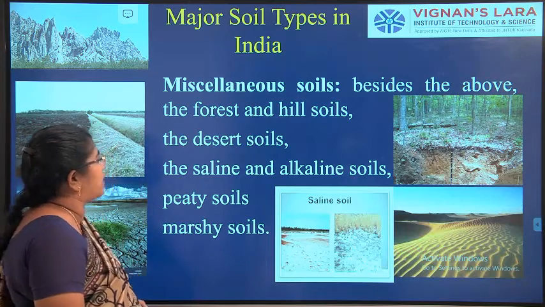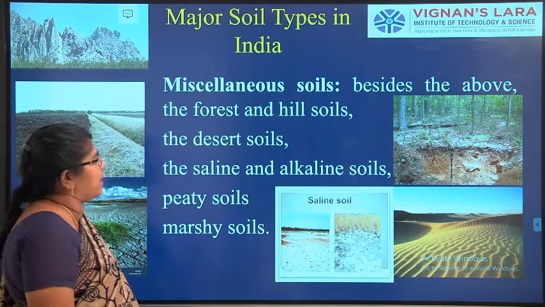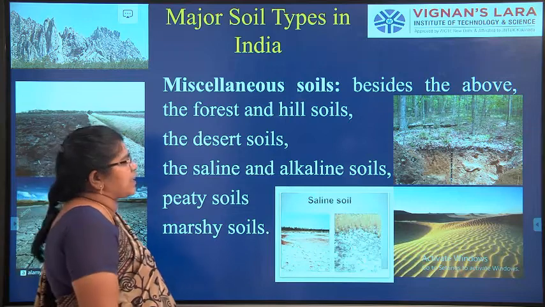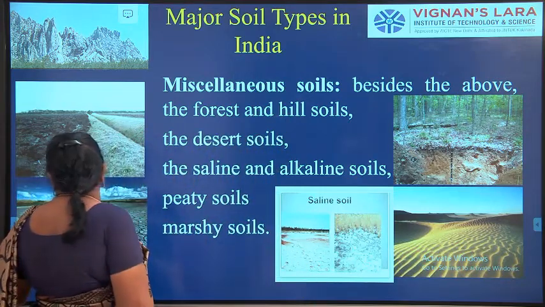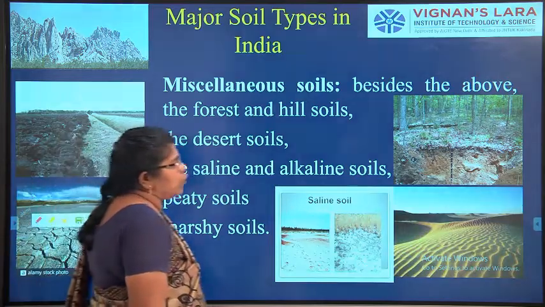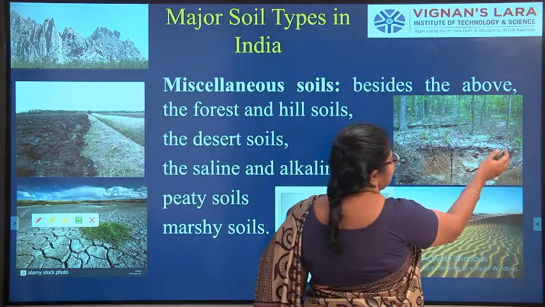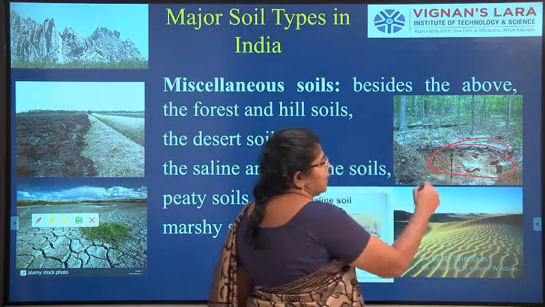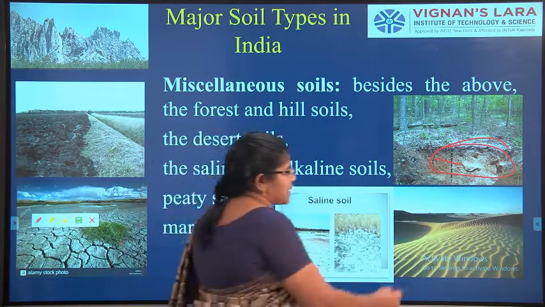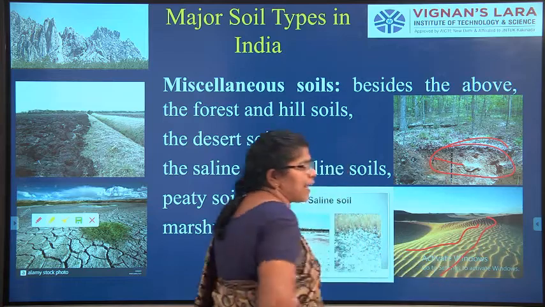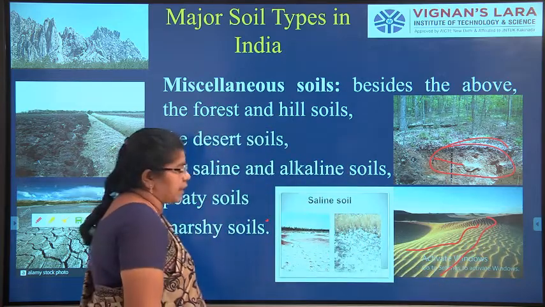That map is there, and we will see some miscellaneous soils. The forest and hill soil is there in the hilly regions, formed due to the movement of water and other things. This is called the forest and hill region soil. This is a desert, right? So the sand layer is mostly what forms in the desert.